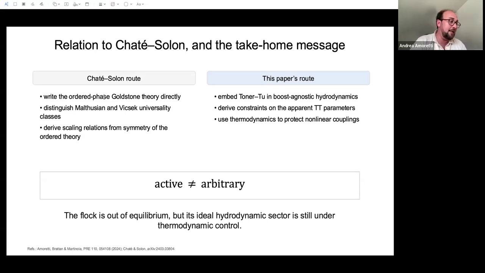So our take-home message is that the activity, the fact that your system is active, doesn't mean that you have a huge set of phenomenological parameters that describe your system. If you assume that your system must still be consistent with a certain notion of thermodynamic equilibrium, most of this arbitrariness is washed out, and you can actually find that the Toner-Tu equations are indeed very close to the Vicsek point, the Vicsek model fixed point.